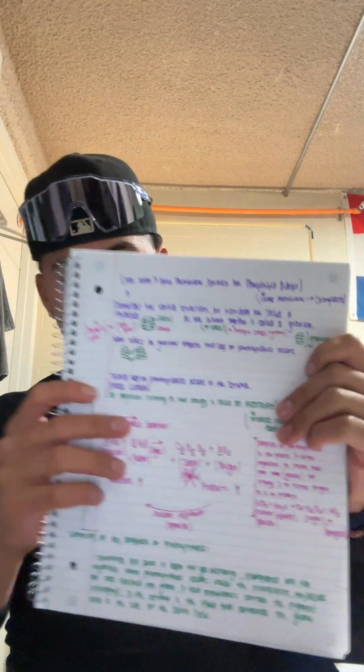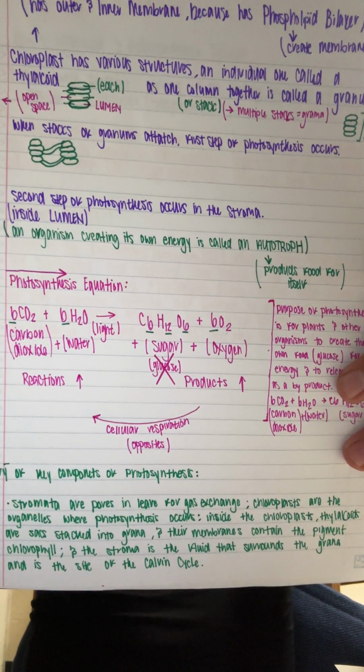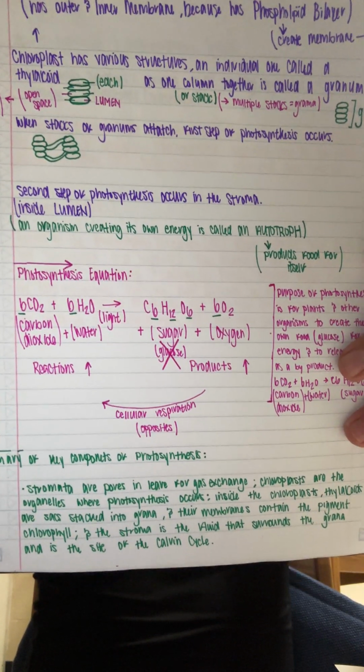The purpose of this equation of photosynthesis is for plants and other organisms to create their own food and release oxygen as a byproduct. And as it says down here, when that equation is read the opposite way, it is known as cellular respiration. Cellular respiration and photosynthesis are quite opposites.